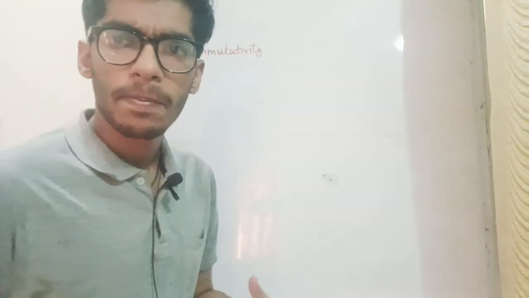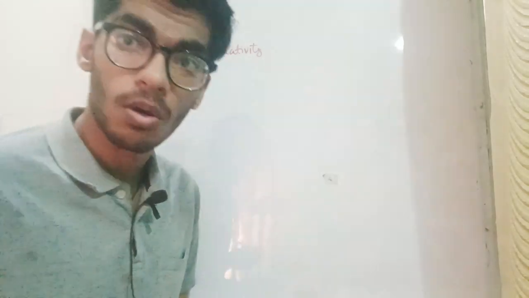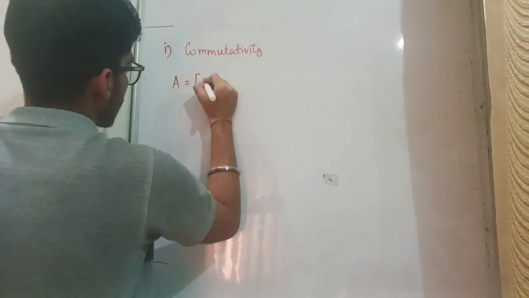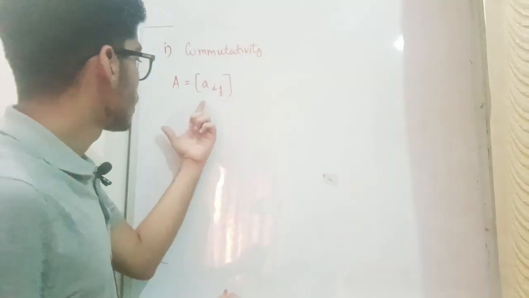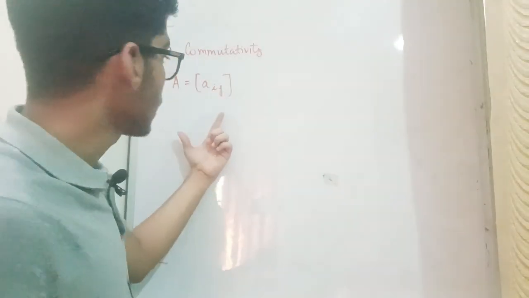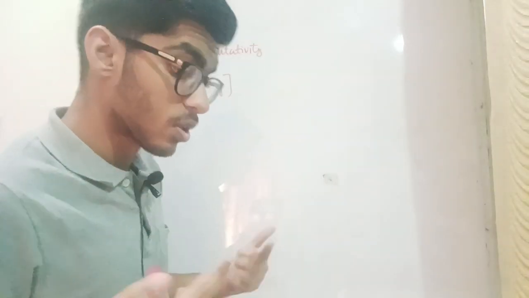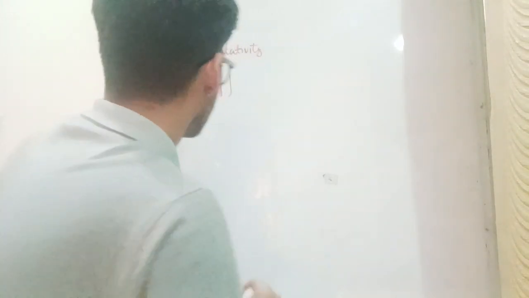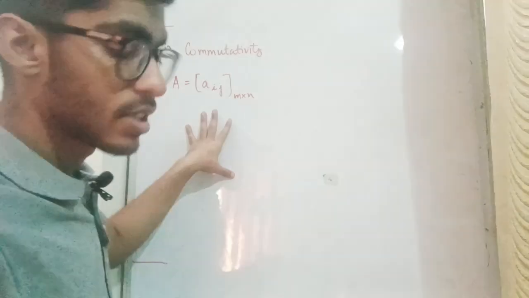So let's try to give a little sort of proof. How do we say that the addition of two matrices is commutative? Let's say I represent a matrix A whose element is represented by A sub ij, where i represents the ith row and j represents the jth column. And m cross n is the dimension of the matrix, where m represents the number of rows and n represents the number of columns.